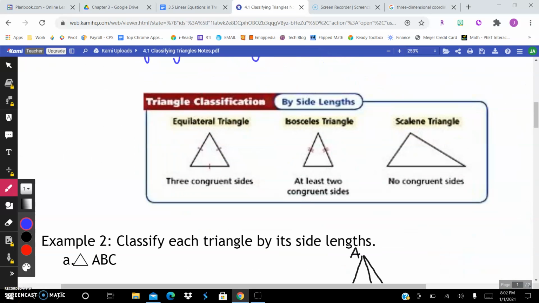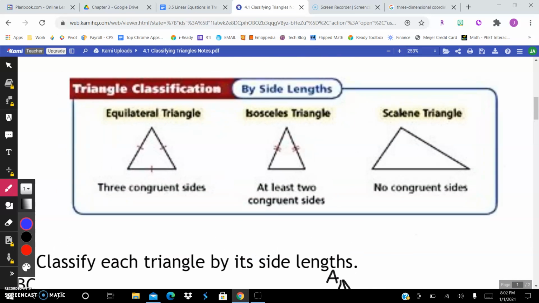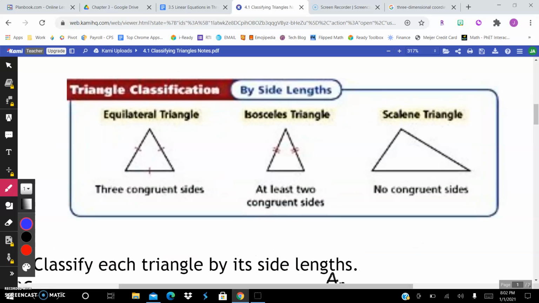And then moving on here, we are going to classify triangles by their side lengths. So if all 3 sides are congruent, it's an equilateral triangle. And that will be indicated by the 1 tick mark on all 3 sides.